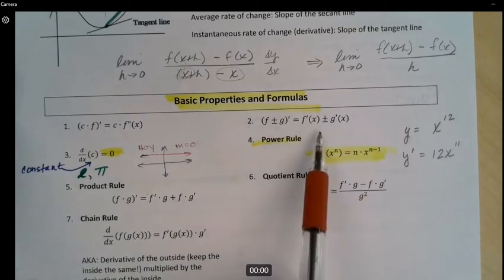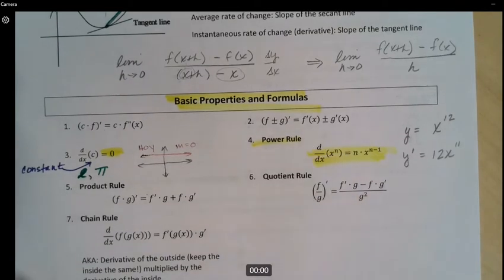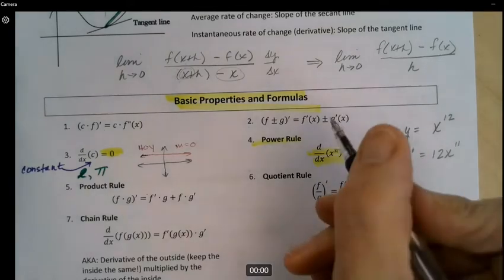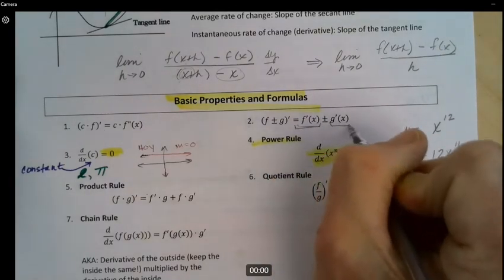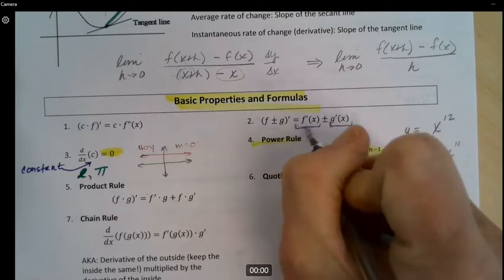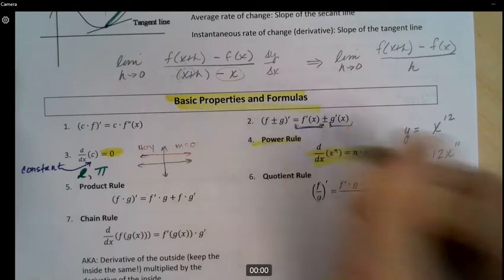This one is really simple, because this is the one that reminds you that you're just going to take the derivative of each thing and add or subtract it as you go down the line. These are the easy ones.